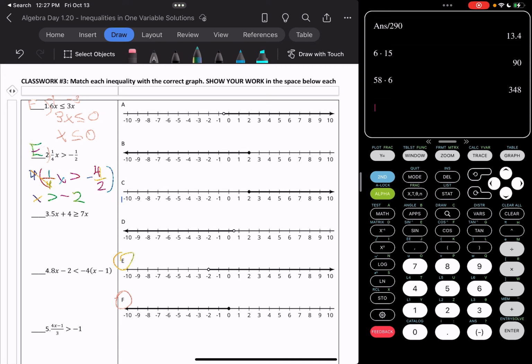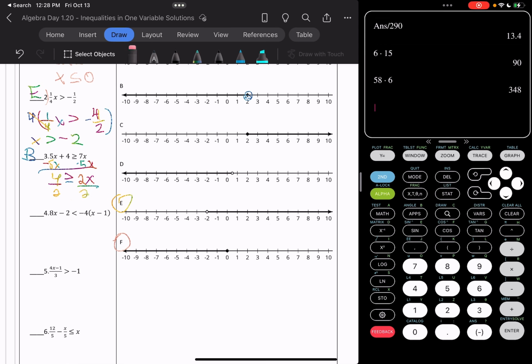For number 3, I can either subtract 5x or 7x. Let's go ahead and subtract 5x from both sides. And we'll get 4 is greater than or equal to 2x. Divide both sides by 2. We get 2 is greater than or equal to x, which can also be written as x is less than or equal to 2. And it's a less than or equal to sign, so it should be filled in, so that is B.